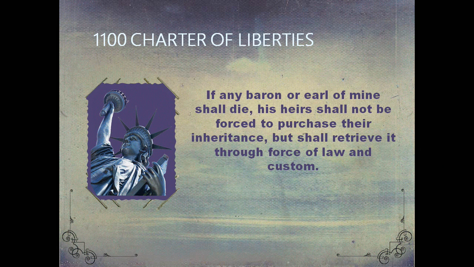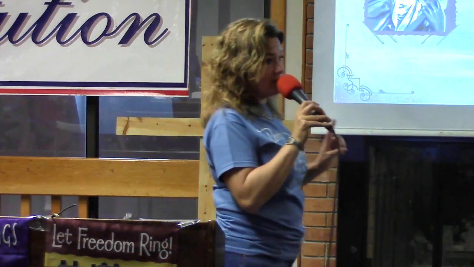How's that working out for us? Look at this promise. Henry makes a list of 14 promises. Henry promises, if any of my barons or earls shall die, his heirs shall not be forced to purchase their inheritance, but shall retrieve it through force of law and custom. Henry's simply saying that if the heirs of an estate have to purchase their estate from the government before they can receive it, you have an evil and oppressive government.